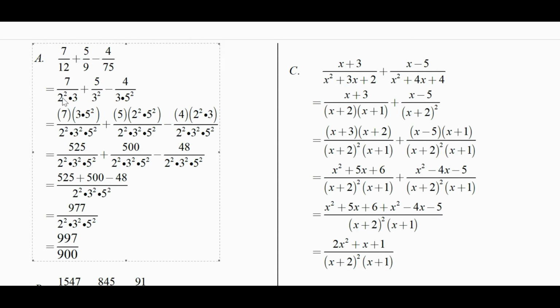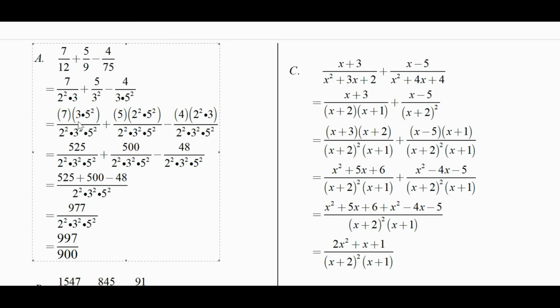Okay. Well, let's see. We've got the 2 squared and 3. We need the other 3 and the 5 squared here. We've got the 3 squared, so we need the 2 squared and the 5 squared there. And for the last one, we don't have any of the 2's, so we need 2 squared. We only got one of the 3's, so we need a 3. We got the 5 squared, so you don't need that.